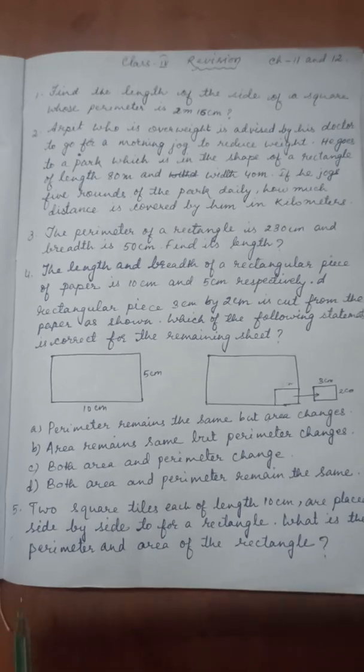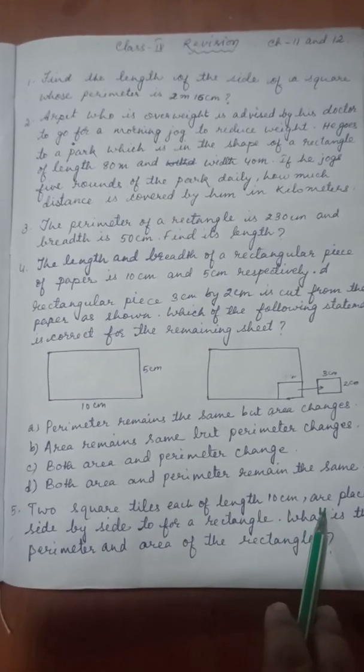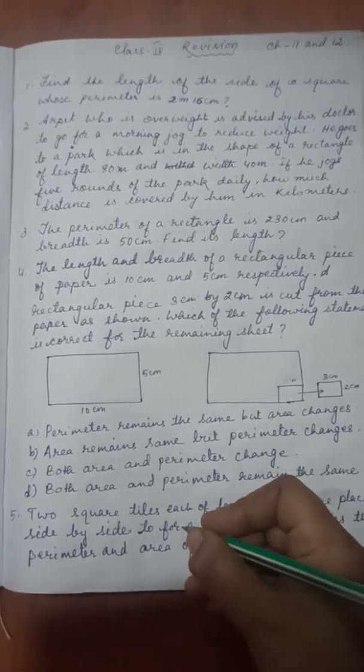The next question we have, two square tiles each of length 10 centimeter are placed side by side to form a rectangle.